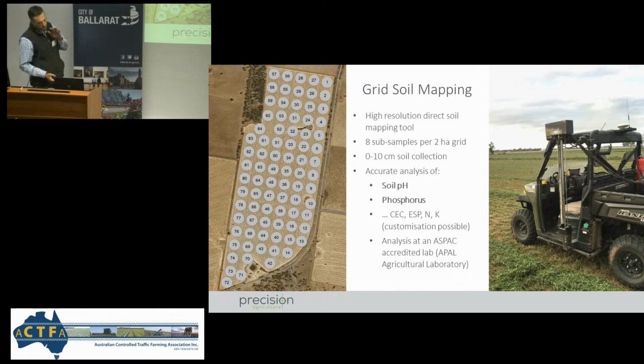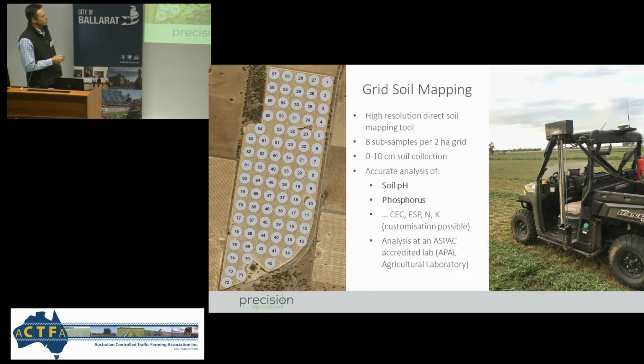So that's our profile mapping work, and then we would go over the top with a grid. We've been using a 2-hectare grid, splitting the paddocks up on that 2-hectare basis, and then doing some soil testing. We initially started by focusing on measuring pH and doing VR lime, but the beauty of using lab quality is that we literally collect a 0 to 10 soil test and send it off to a lab. We're using APAL as our laboratory at the moment.